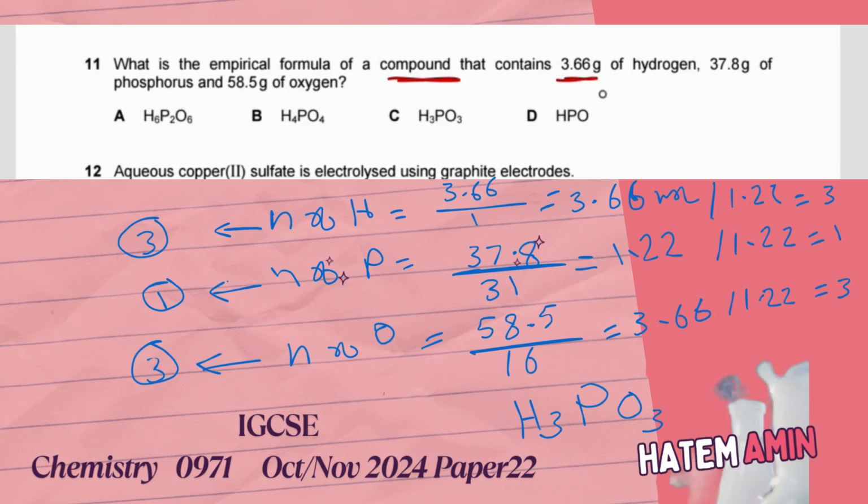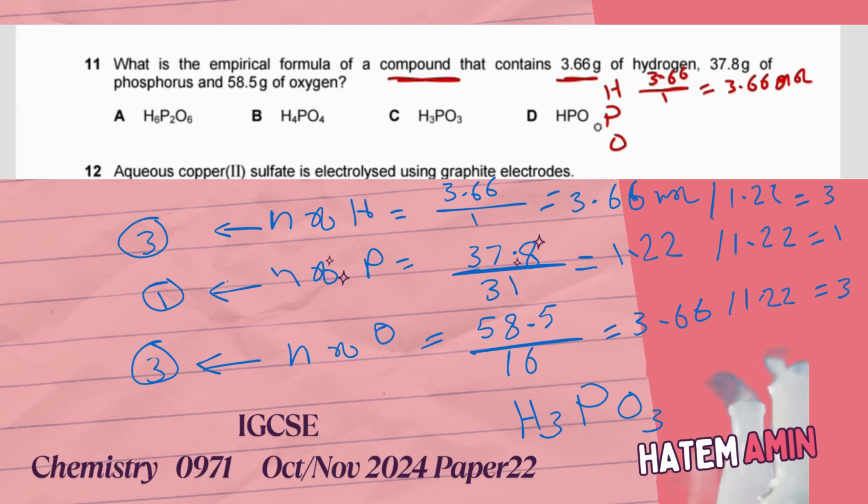So from these masses, we should find the number of moles of each element. What elements do we have? We have hydrogen, we have phosphorus, and we have oxygen. To find the number of moles of hydrogen, how many gram of hydrogen do we have? 3.66 divided by the atomic mass of hydrogen, which is 1, so the number of moles is 3.66.